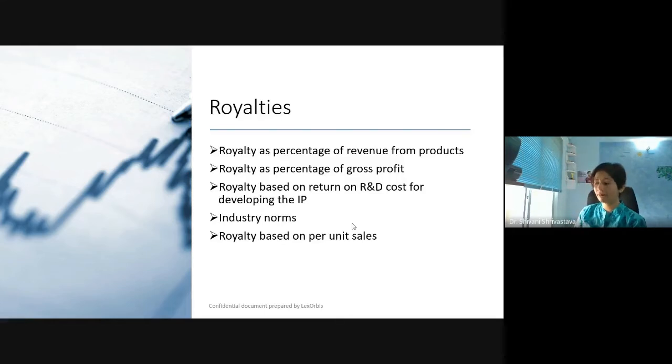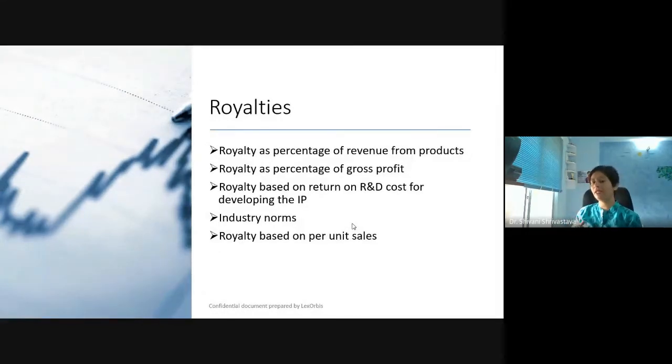So it can be based on the revenue. It can be some percentage of gross profit. This can also depend on the return on R&D cost for developing the IP, or industry norms. When we are talking about industry norms, certain kinds of industries have a fixed royalty, maybe 2% or 3%. So it can be paid on that also.